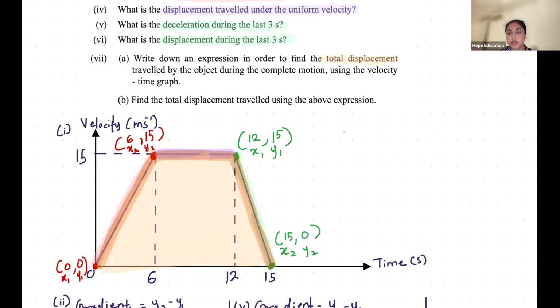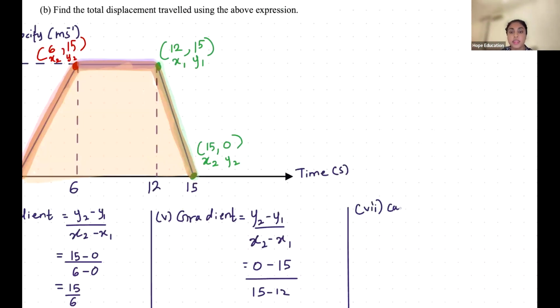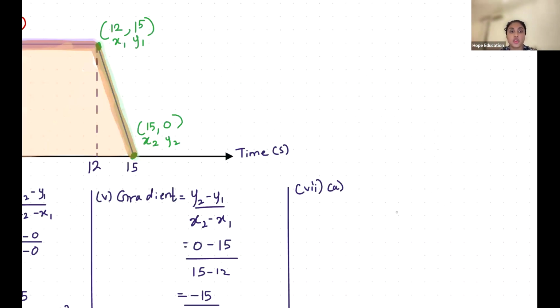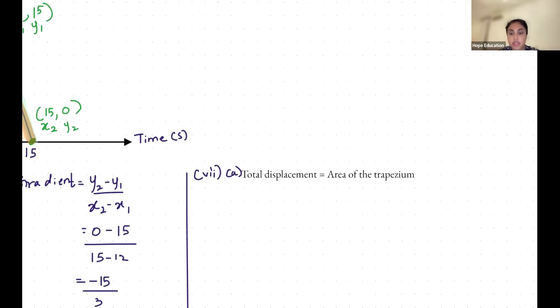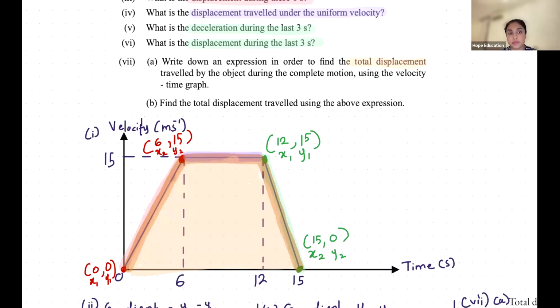So the expression is, we can say, total displacement is equal to area of the trapezium. What is a trapezium? The area of this trapezium. So we can say area of the trapezium, in brackets I will say under the graph. Then in part B they tell us, find the total displacement traveled using the above equation.